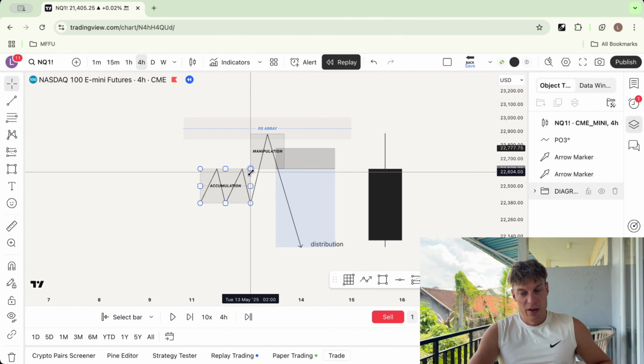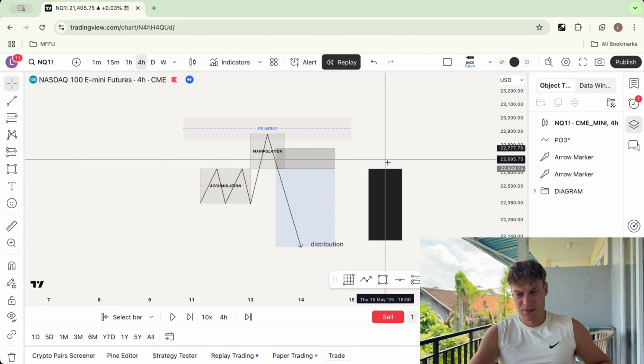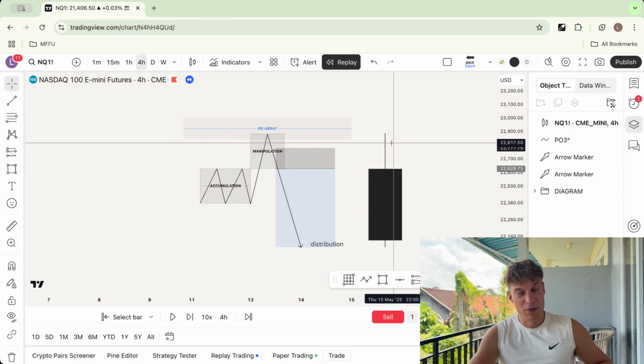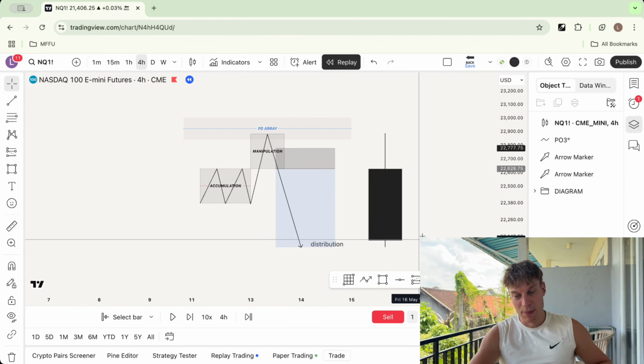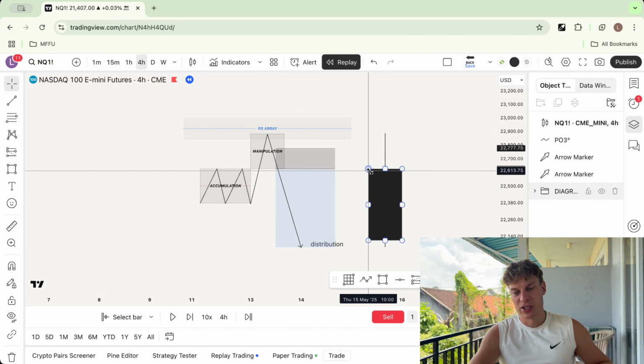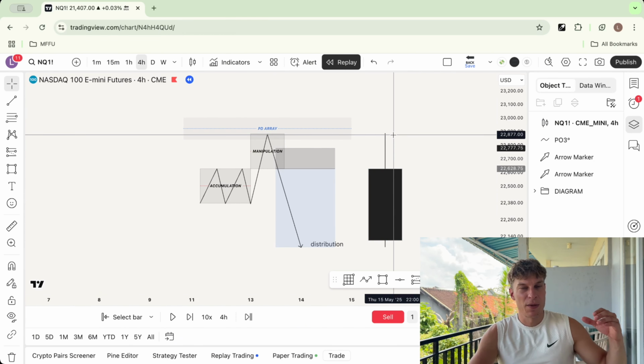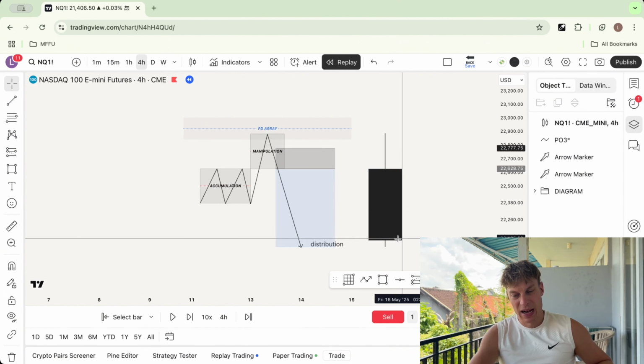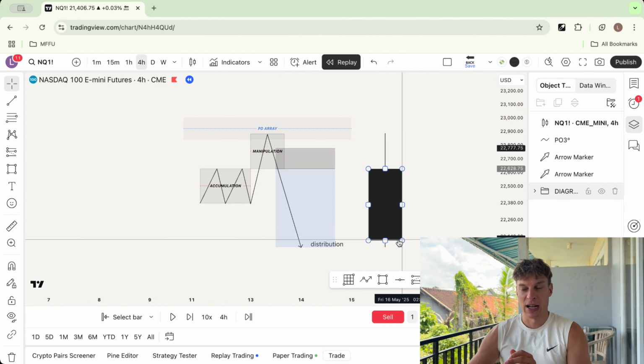We then have our manipulation phase. This is usually, if we're on a bearish candle, the top wick. If we're on a bullish candle, this is usually the bottom wick of the candle. This is where we're forming our manipulation or grabbing some form of liquidity before we distribute and form the candle body and head into the direction that we think that candle is going to go.